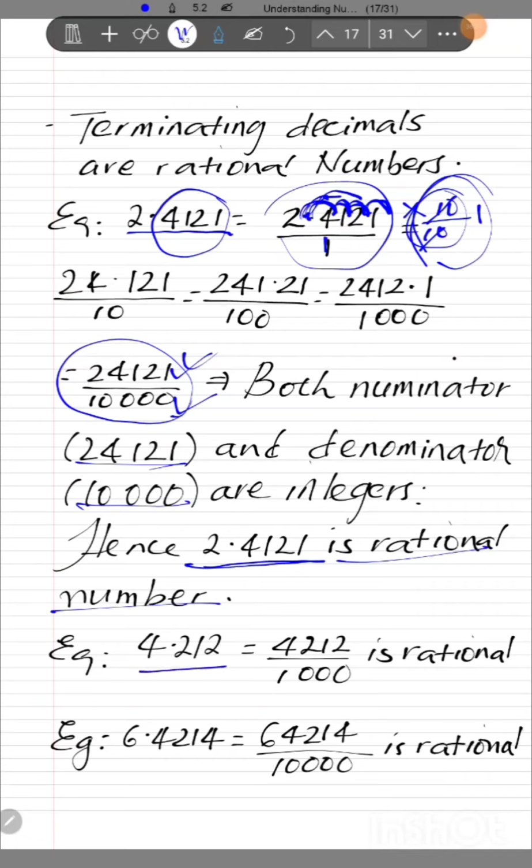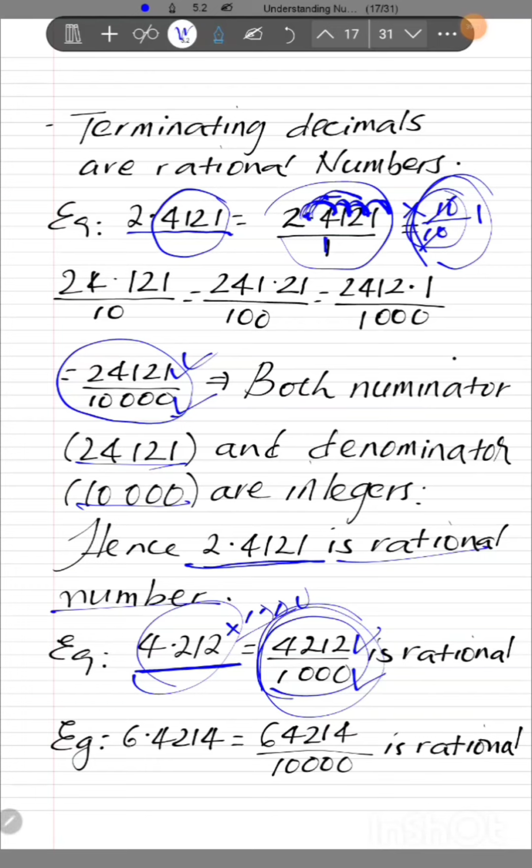What about 4.212? Yes, it is rational. You can multiply the upper side by 1,000 and the lower side by 1,000, which is the numerator and denominator. Then the number can be 4212 divided by 1,000. Is 4212 an integer? Yes. Is 1,000 an integer? Yes. So this number is a fraction of two integers, then it is a rational number. So 4.212 is a terminating decimal number, which is rational.